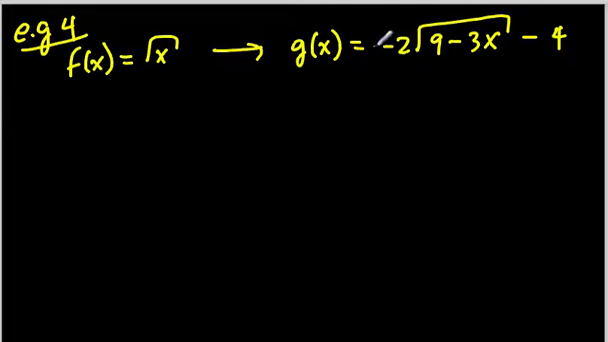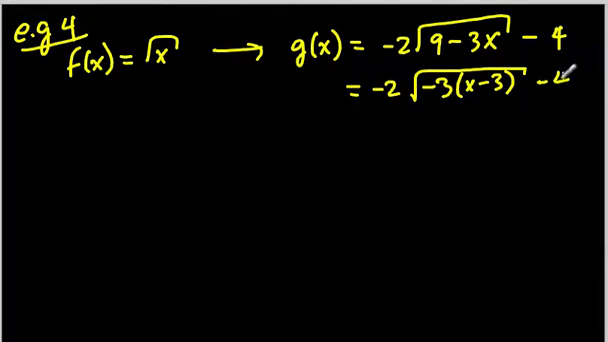All right. So anyways, remember, the first thing that we have to do, since we have the simplest parent function, is always factor the functions. In other words, what's inside the square root. So what we're going to do is negative 2, and I'm going to factor out the negative 3, and this is going to be x minus 3, and I'm going to put a square root around it, and then minus 4. So negative 3 times x is negative 3x, and negative 3 times negative 3 is positive 9, and now we're good to go.